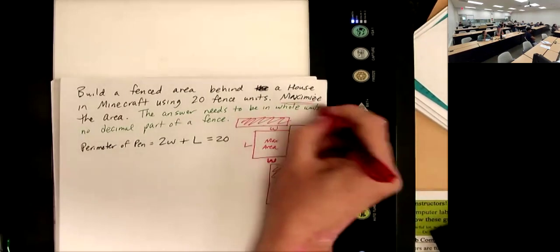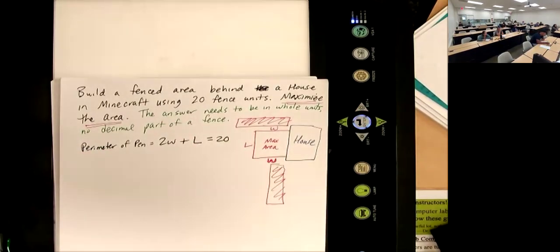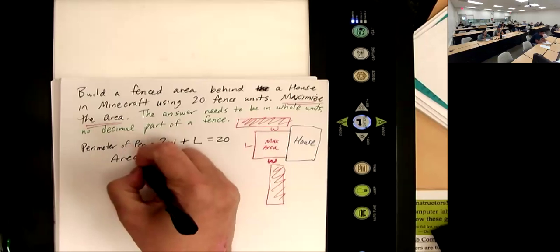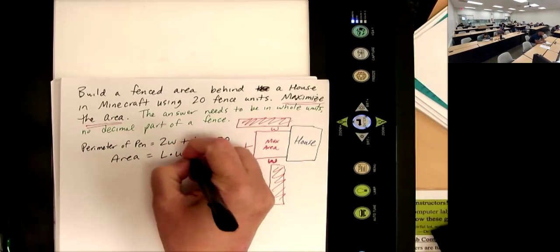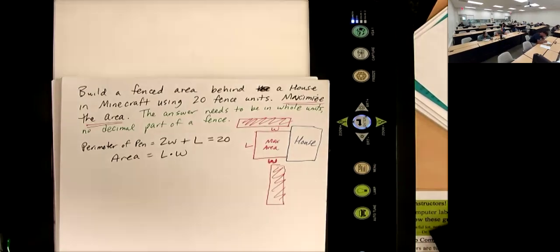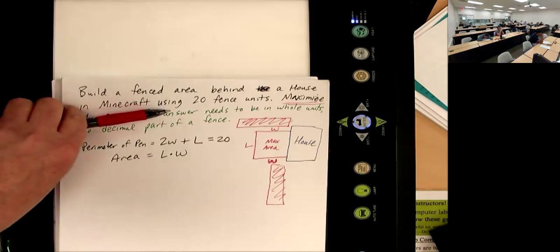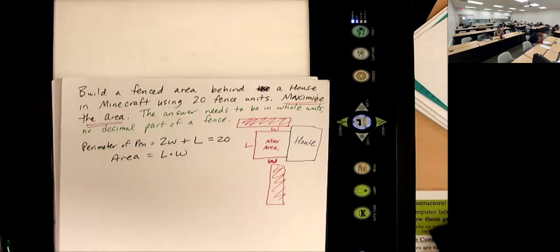We want to maximize the area, so we're gonna need the area as well. It's the area of a rectangle, length times width. So the area is changing depending on what length and width we choose. Now, with it being whole fence units, we could literally go through and test each possible combination until we get a value. But this is a calculus class, we're gonna do some calculus.